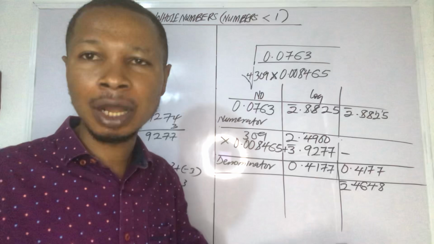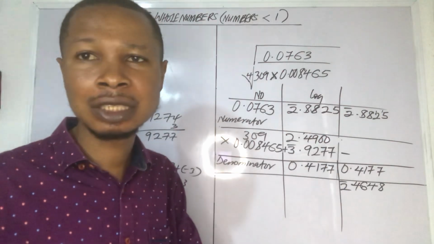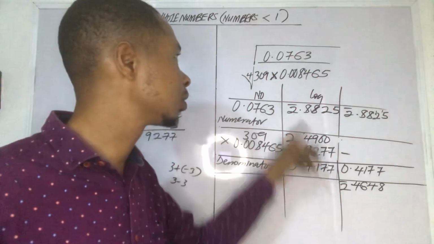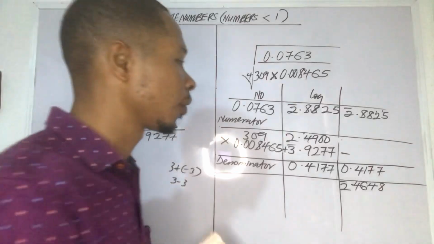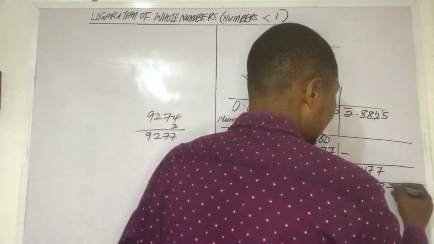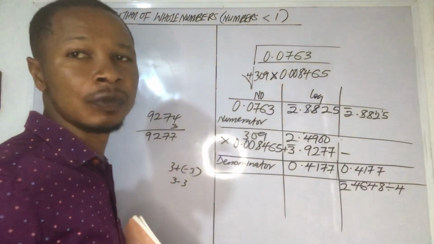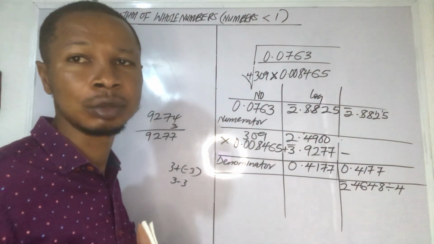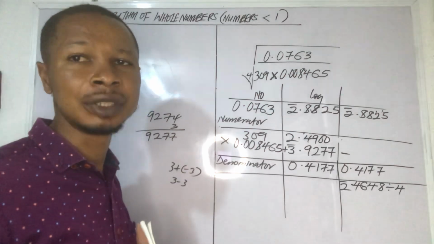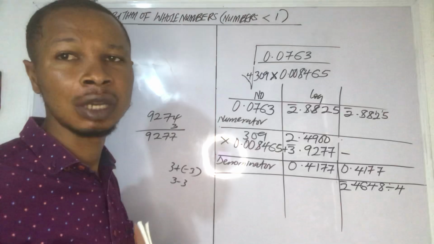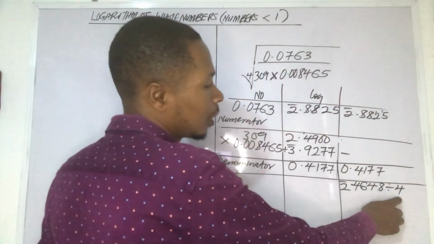But if it's power, you multiply by the power, which is the one we are going to look at in the next class. But now, because this is root, which is fourth root, I will divide this by 4. So I have divided by 4 because of this fourth root. If it's square root, you divide by 2. If it's cube root, you divide by 3. If it's fifth root, you divide by 5, and so on and so forth. But in this case, we have fourth root, so I'm dividing by 4.